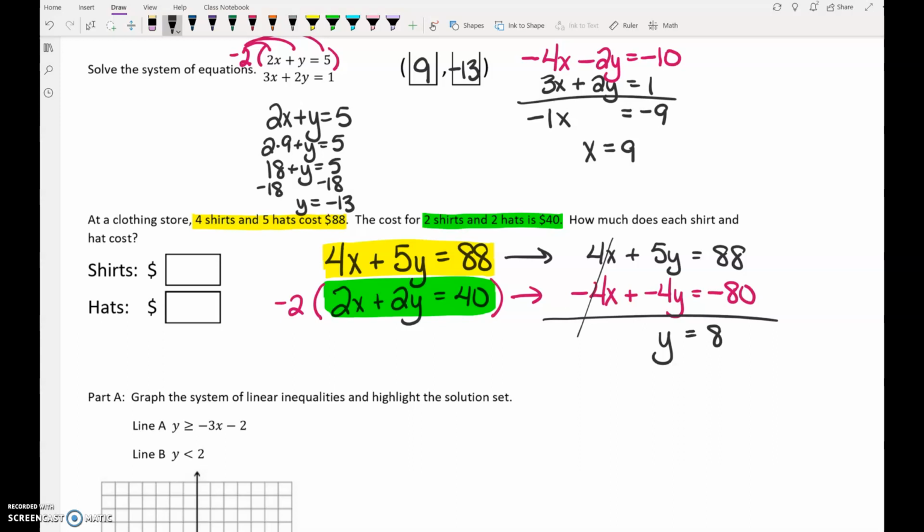8. The other thing that you need to keep track of is what x and y are. So x are your shirts, y are your hats. I just figured out that the hats are $8. Then pick an equation to plug that back into to figure out the cost of your shirts.